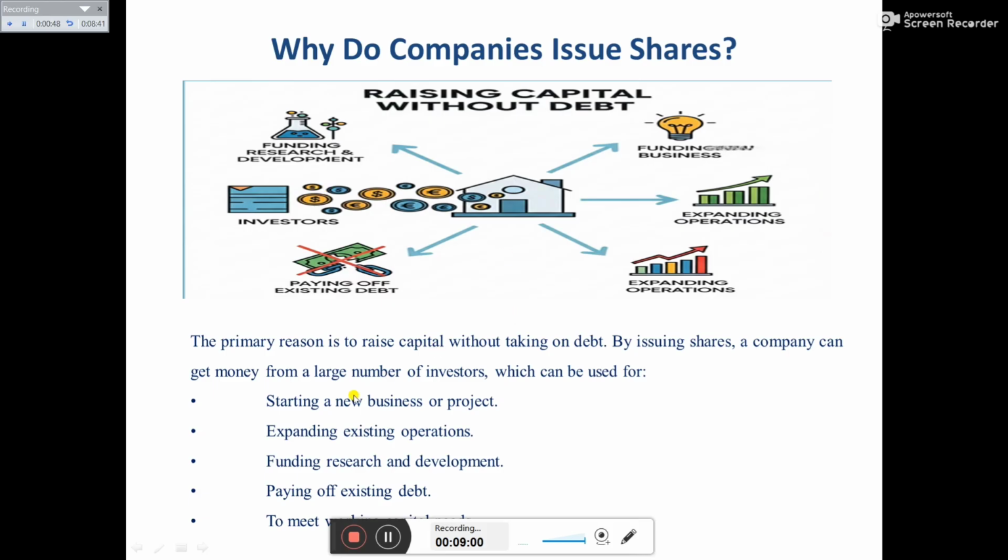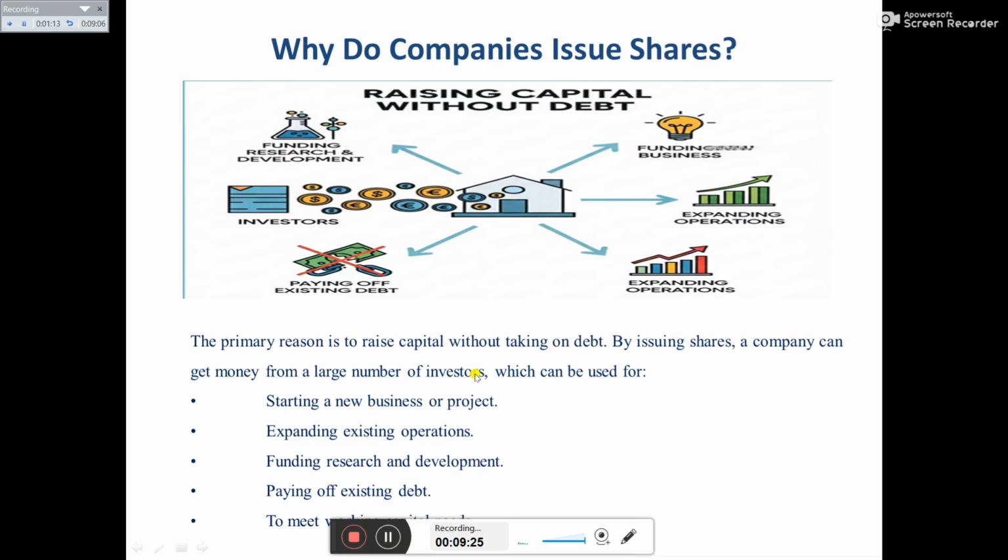Another reason is, if the company wants to start a new business or project, the company issues shares. It needs money, so that's why the company issues shares. One more is expanding the business. The company wants to expand their business. See here, this diagram shows expanding their business. The company wants to issue the shares.